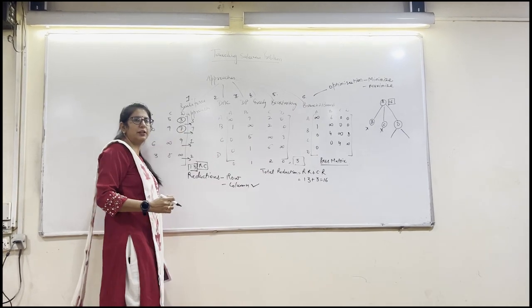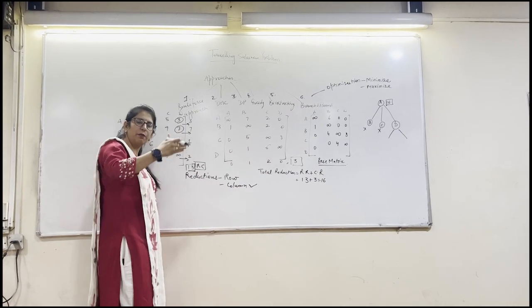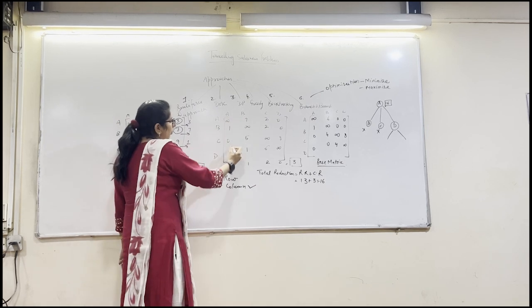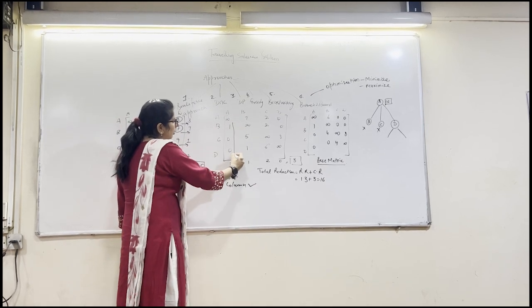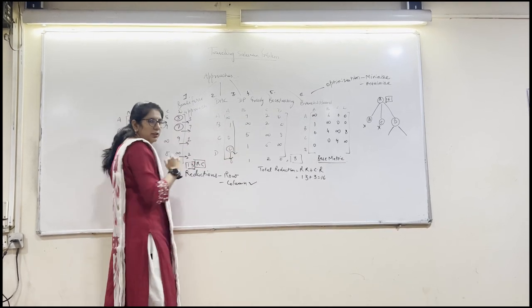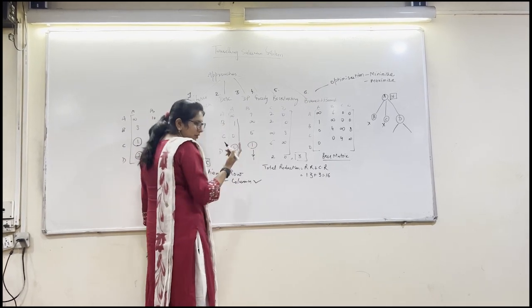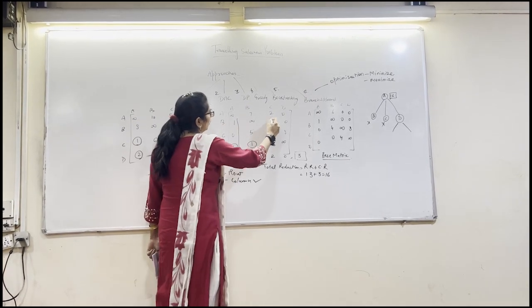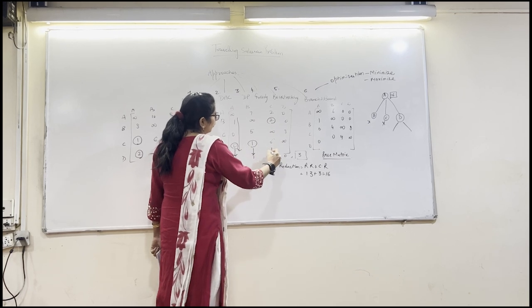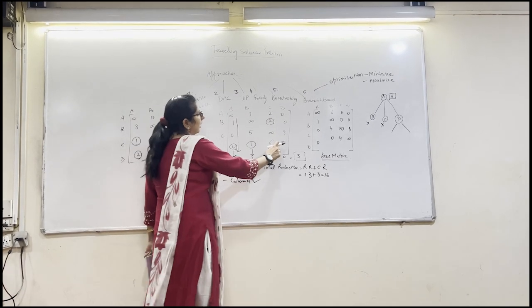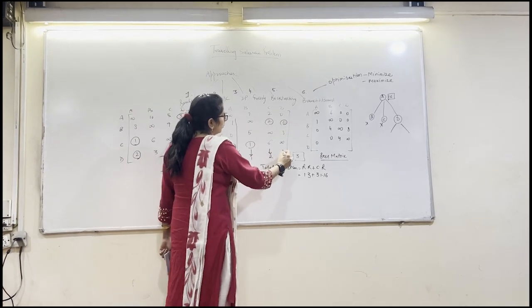Now what is column reduction? Similarly, select the minimum value from each column. From column 1, the minimum value is 0, so we mention it here. In the second column, the minimum value is 1. In the third column, the minimum value is 2. And in the last one, the minimum value is 0.